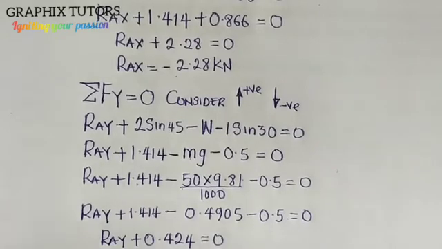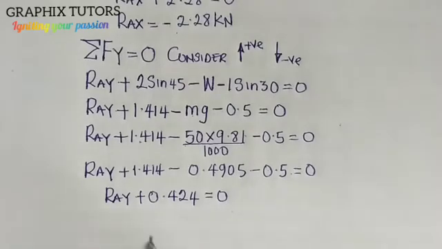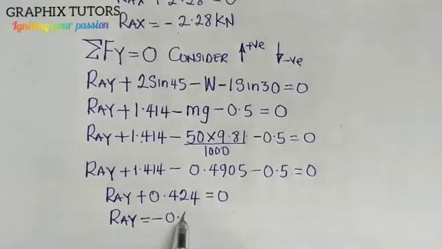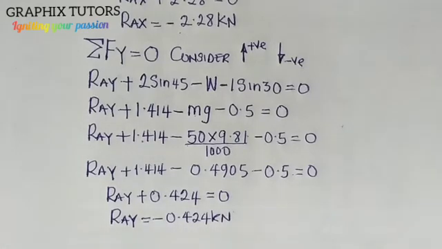Equals to 0. Now we move from here. The RAY will now give us minus 0.424 kilonewton. So that is the reaction RAY. Now, since we have RAY and RAX, these are two reactions, we need to get the resultant reaction, right? Because we have two resolved reactions, so we need the resultant reaction.